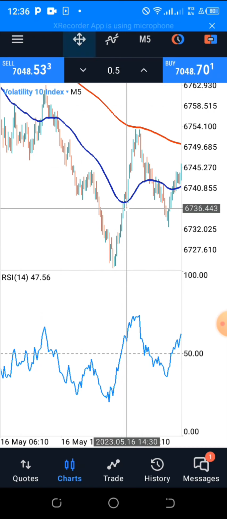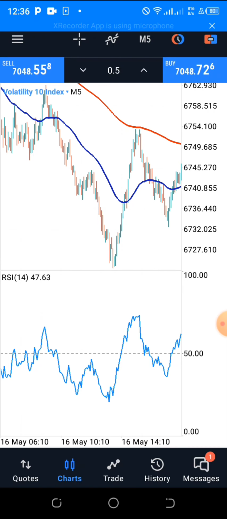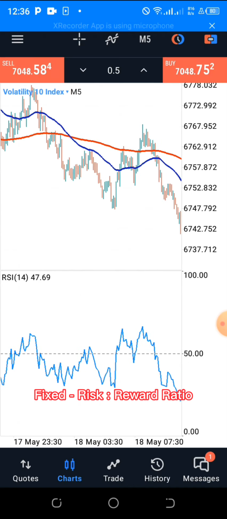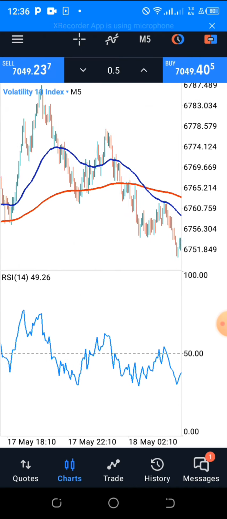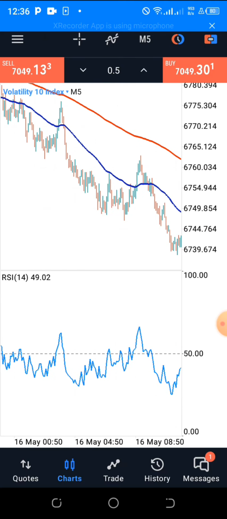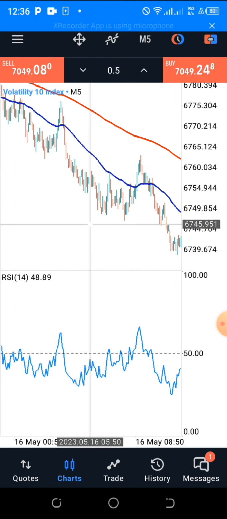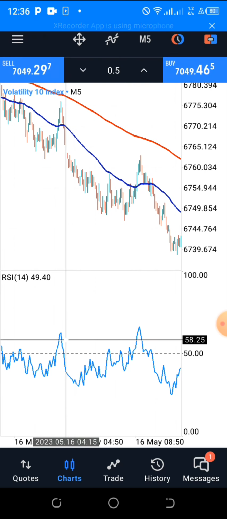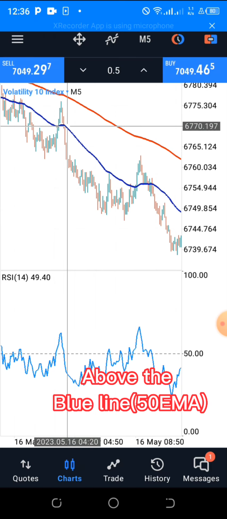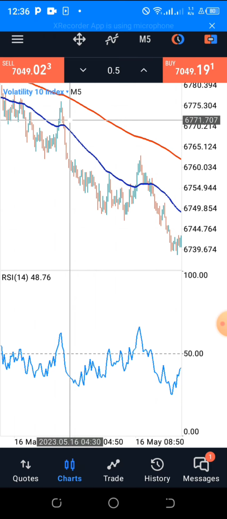Sometimes you can have your targets. Maybe you want to have a risk to reward ratio of 1:2 or 1:3. That will be fine. Another thing that I didn't talk about when I was explaining is where we place our stop loss. If you're going to enter at this particular price, our stop loss will be above the blue line.